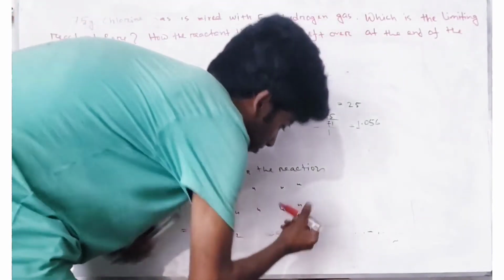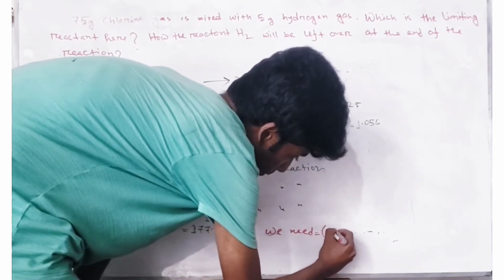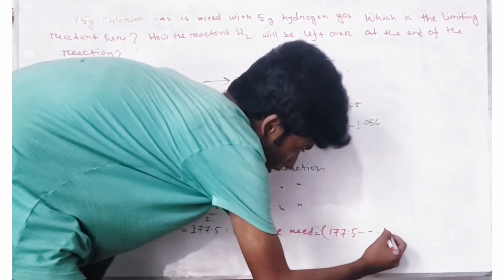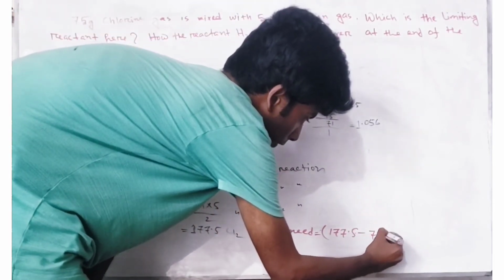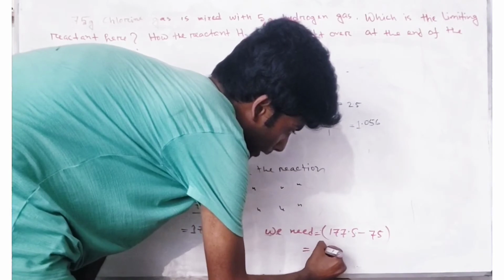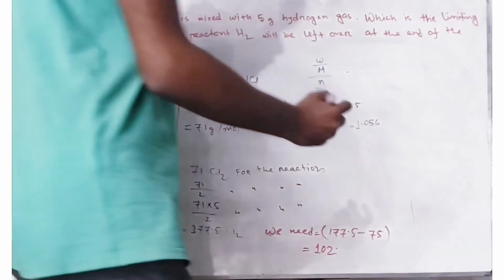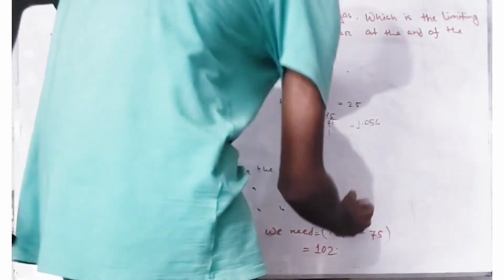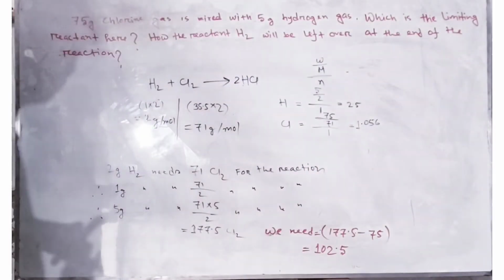We need 177.5 minus 75 gram, so we will get 102.5. Okay, this is the answer.